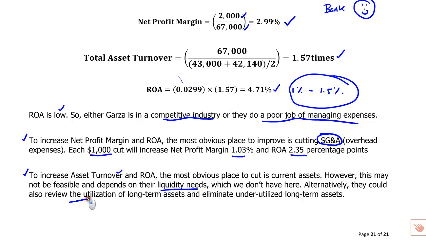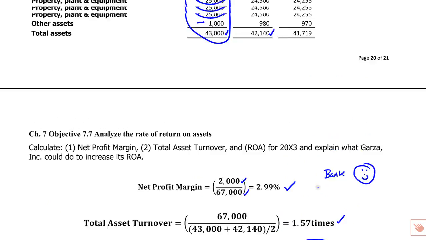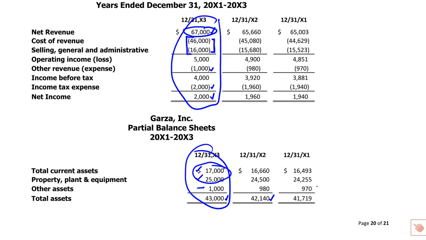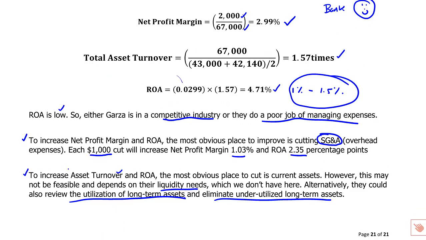We could also review the utilization of long-term assets and eliminate underutilized long-term assets or find a way to redeploy them. So by doing that, you could decrease your total assets and you would increase turnover and ROA. So right here, these two expense lines, and right here, these two asset lines are where you would start your investigation. All right, and that's how ROA and DuPont analysis works.